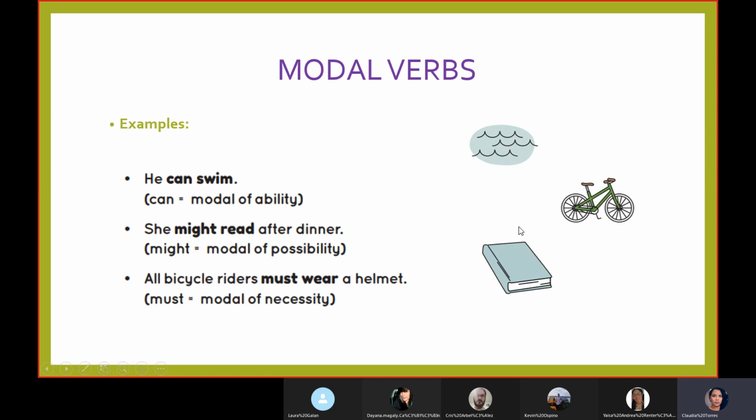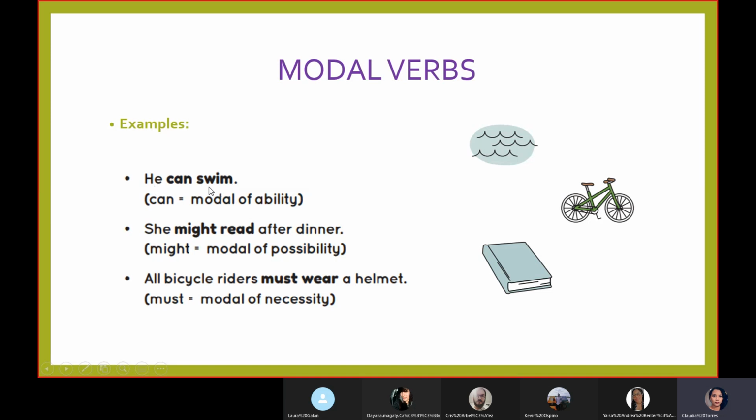Now here you have some examples. The first one is using can for ability. He can swim. So as you can see here, first the subject, he, then can, the modal verb, and then the base form of the verb. So remember, you don't change this verb.